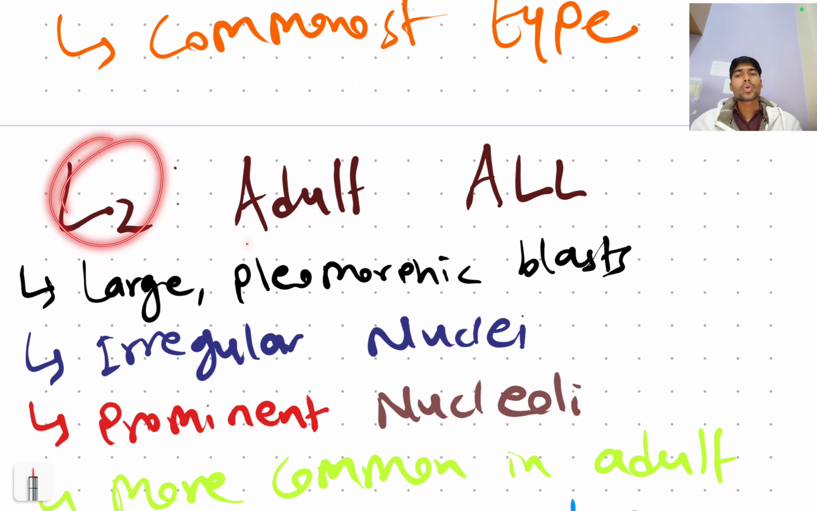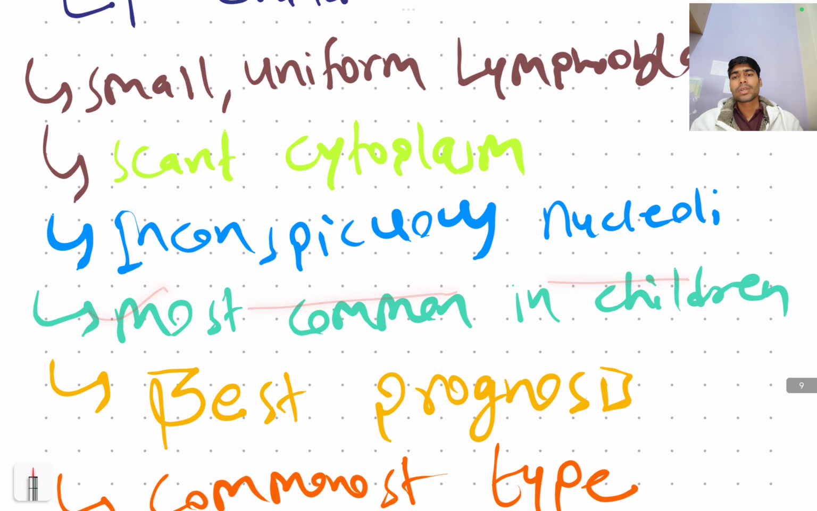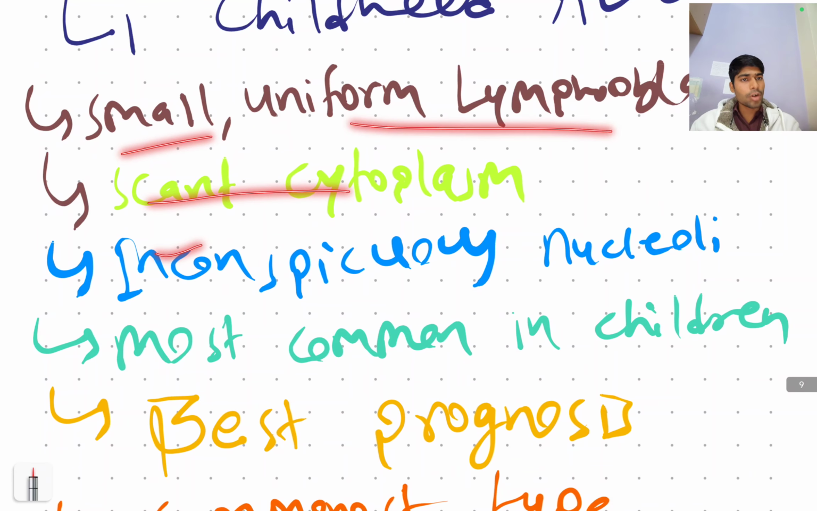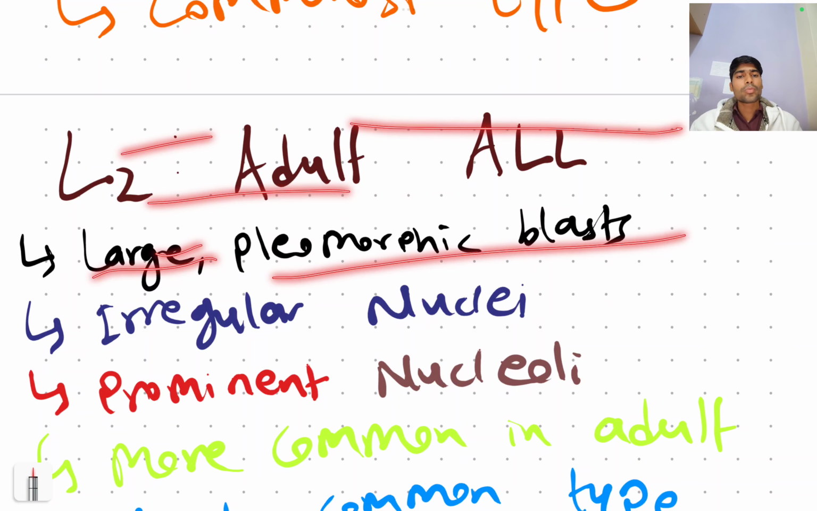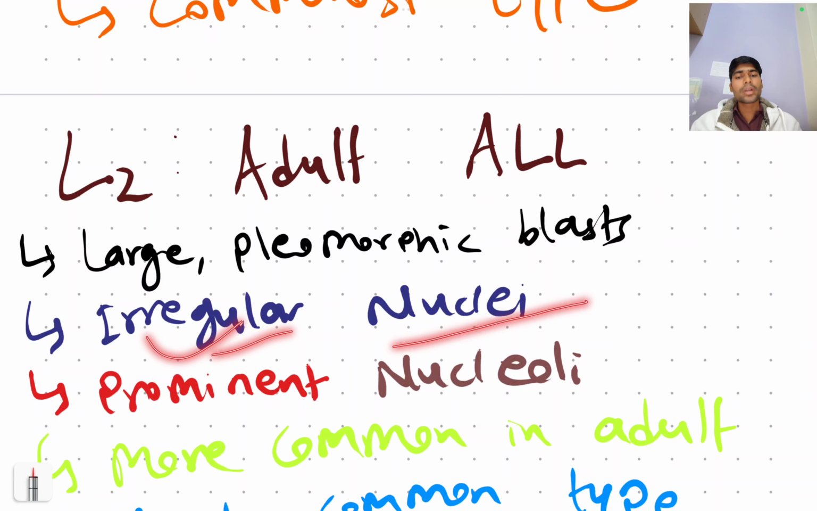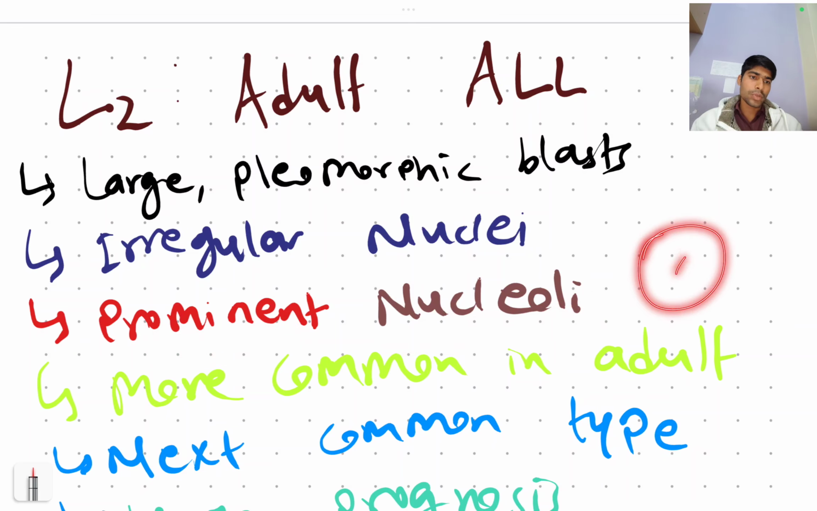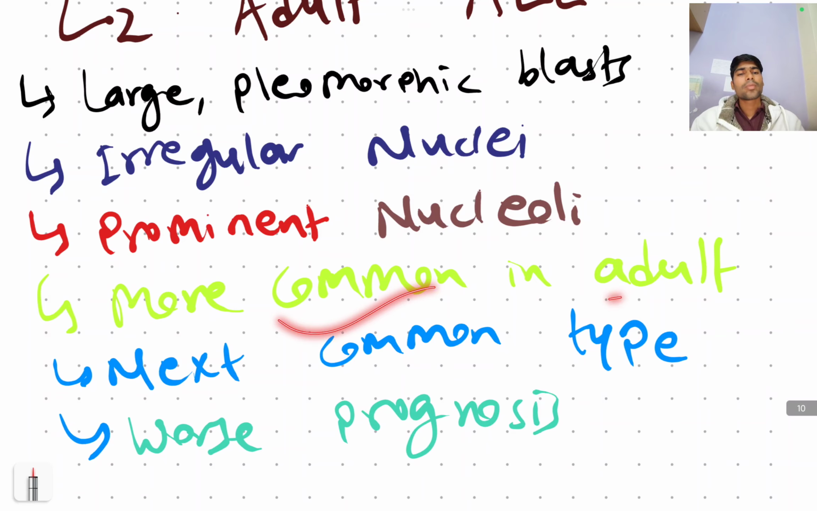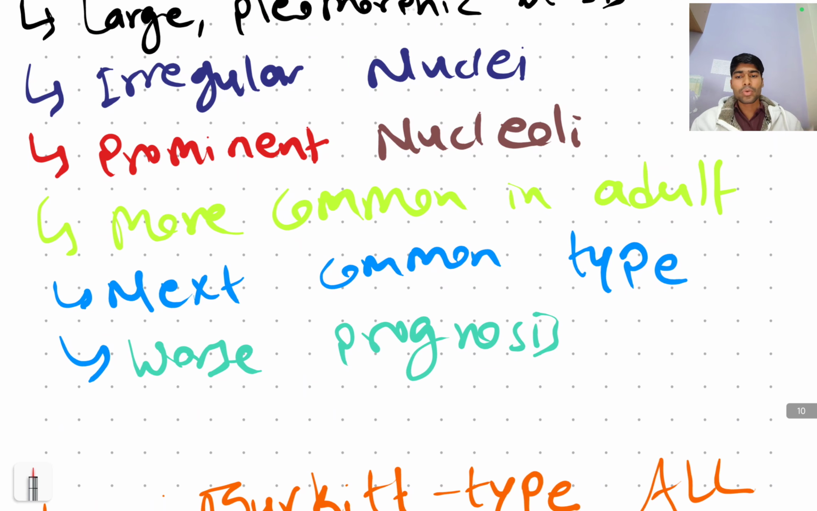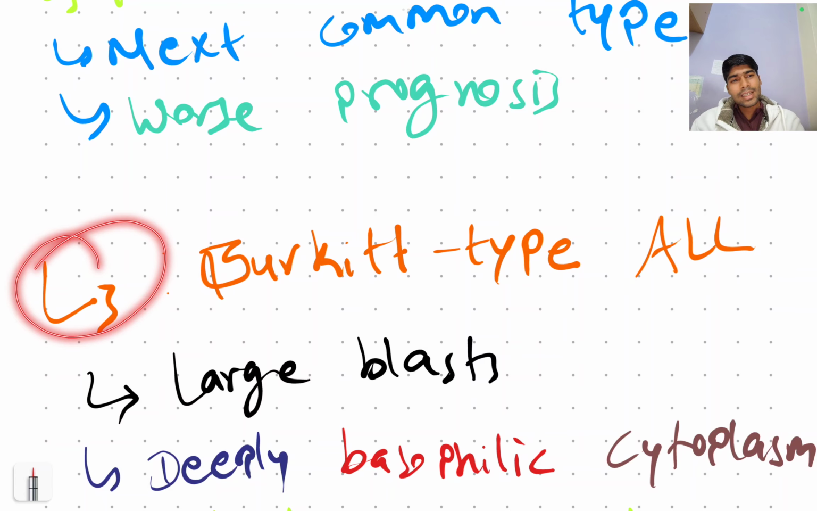Then after L2. L2 is adult type ALL, and there are large pleomorphic blasts. So in L1 there was scanty cytoplasm and small uniform lymphoblasts, but here there are large pleomorphic lymphoblasts, and there are irregular nuclei and prominent nucleoli. Means the nucleoli which were very small in L1 are prominent here. All right. And it is more common in adults, by name you can say, and this is the next common type, but it has worse prognosis. Not worst, worse means it is worse than L1, but somewhat better than L3. So L3 has the worst prognosis.